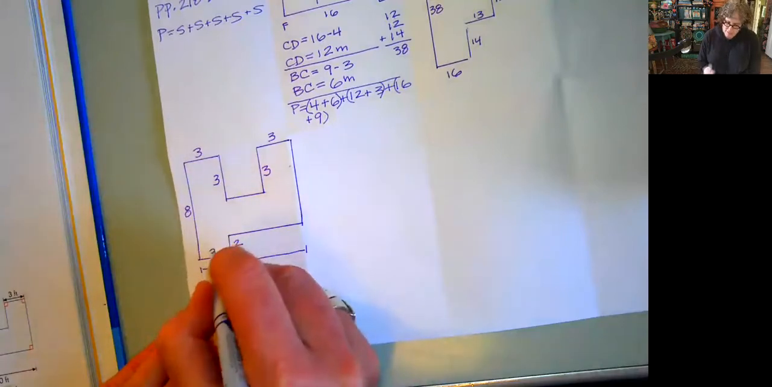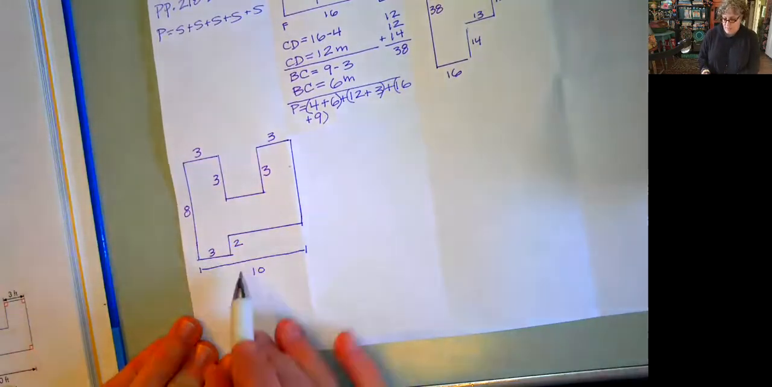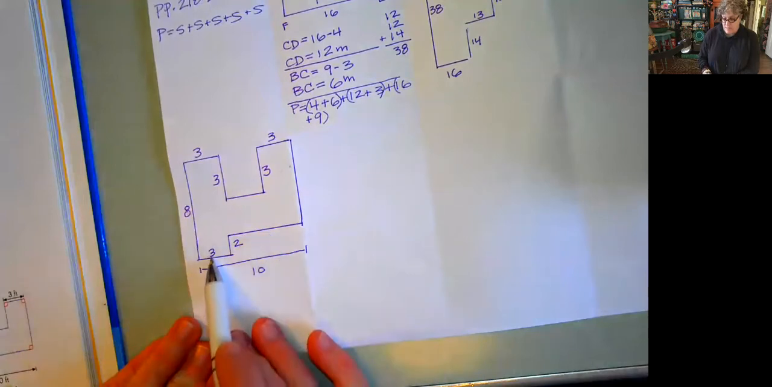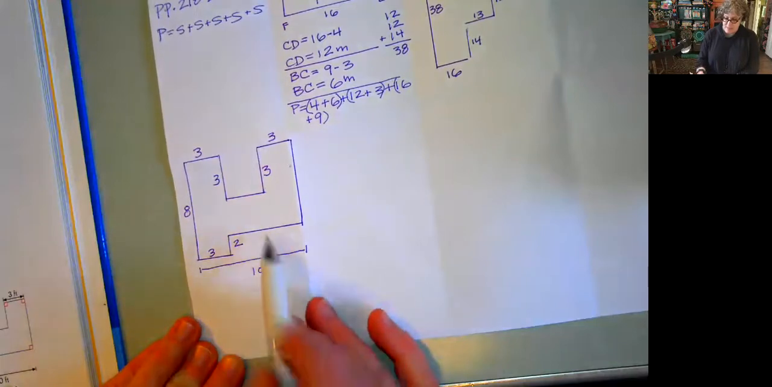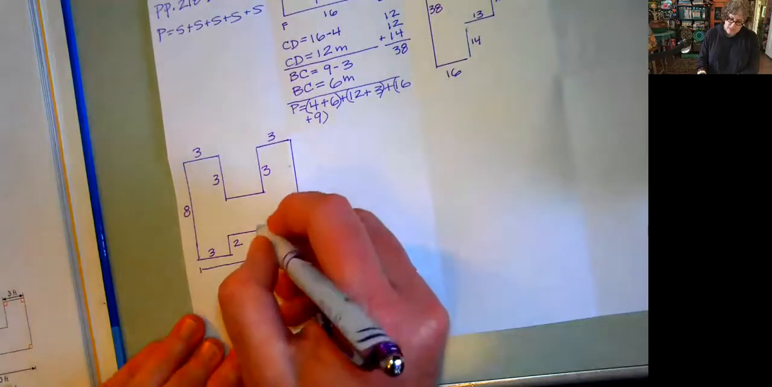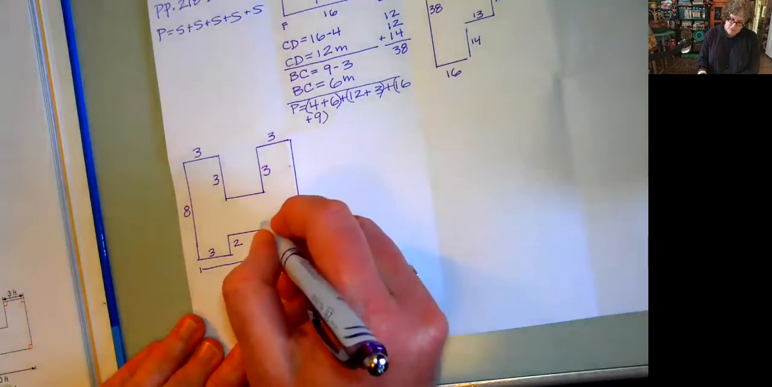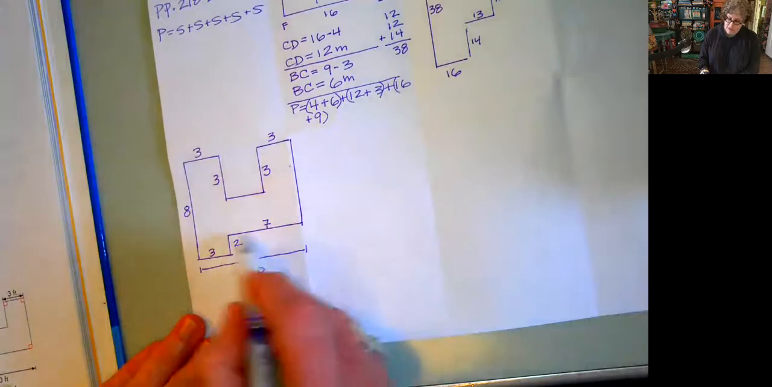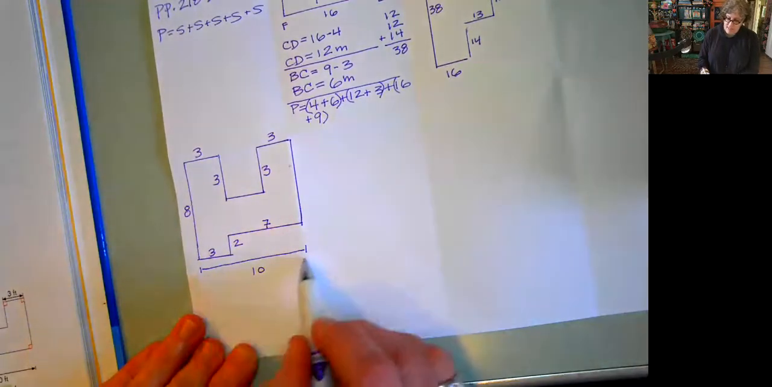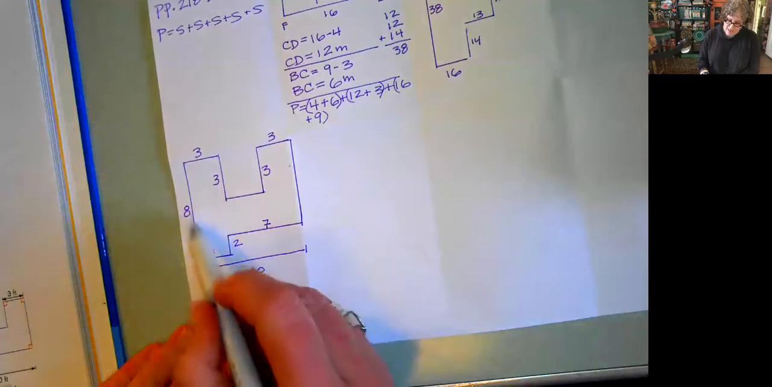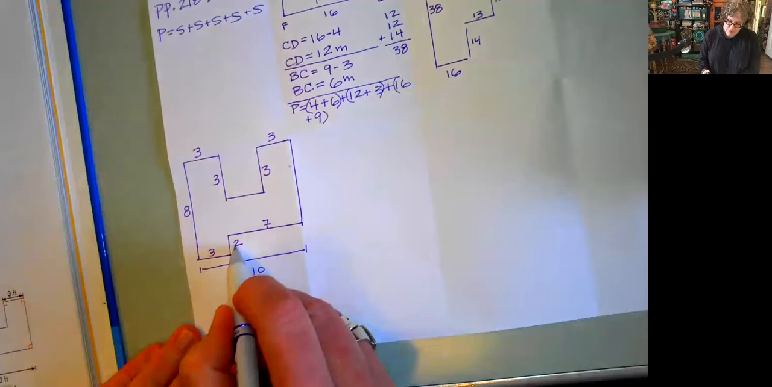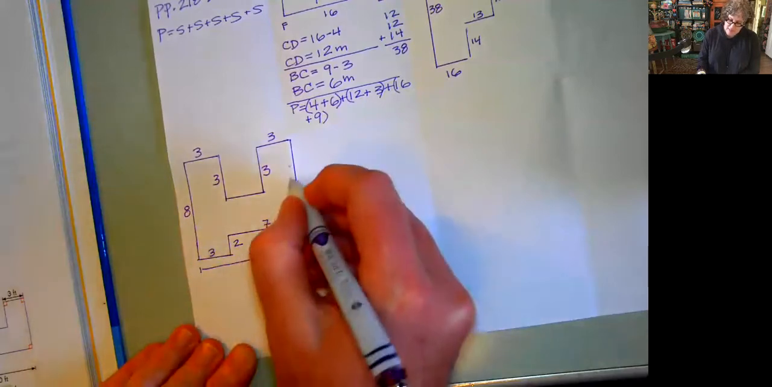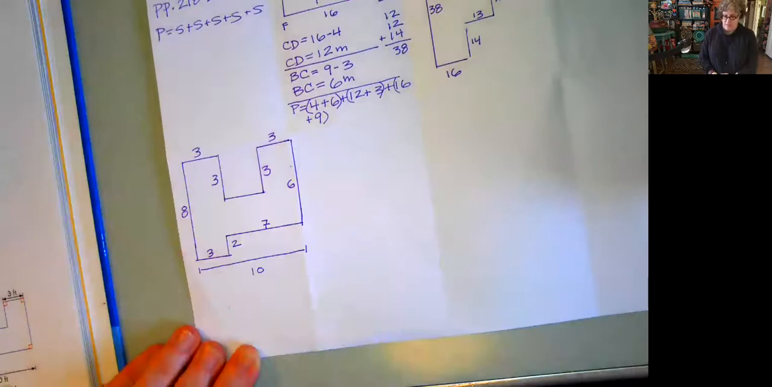So this guy's 3. And that means we can figure out this one because if this is 3 and the whole thing is 10, we can say 10 minus 3 is going to tell us this. So 10 minus 3 is 7, right? So we know this length from here to here is 7, plus 3 is 10. And then if we know this whole length is 8, and we know that this is 2, we can take 8 minus 2, and that's going to tell us that this is 6, right?